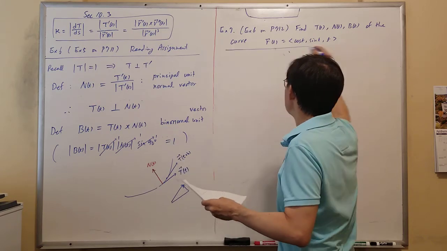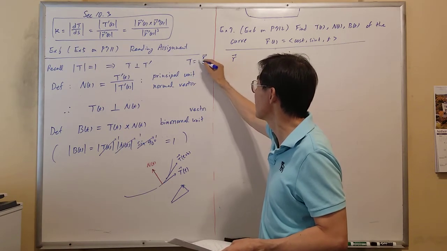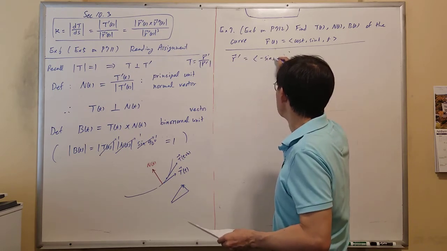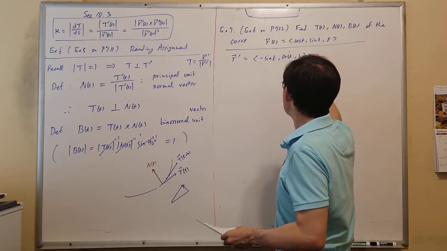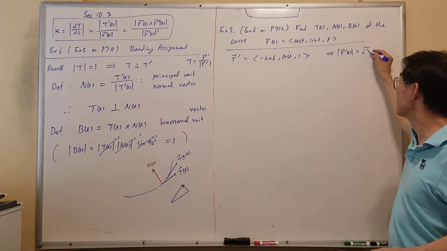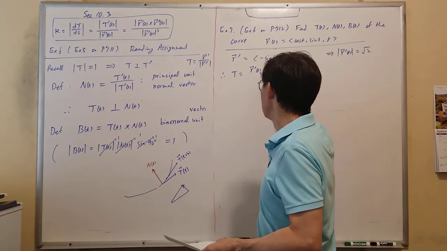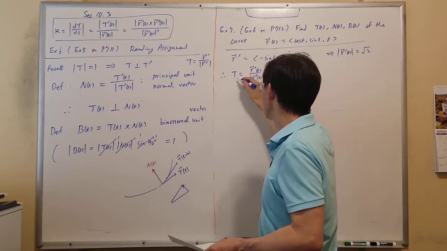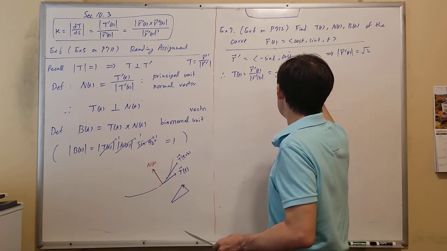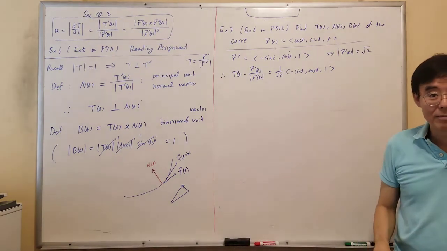So we have to find T first. How do you get T? T is r prime over its magnitude. We have to find the derivative. And we have been doing this many times. The magnitude is the constant square root of 2. So T is r prime of t over this known magnitude, which is 1 over square root of 2 times minus sine t, cosine t, and 1.